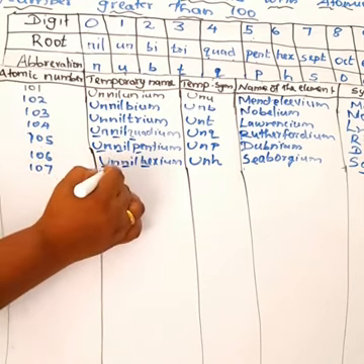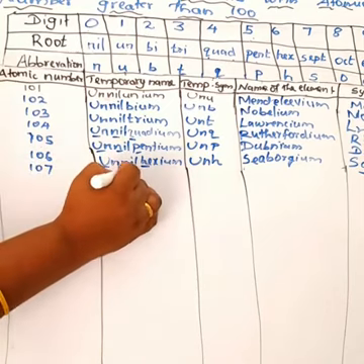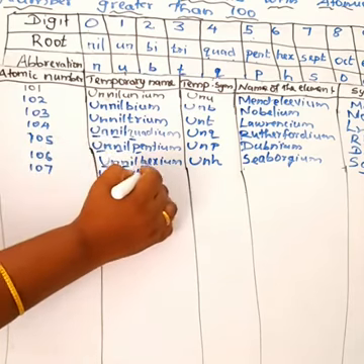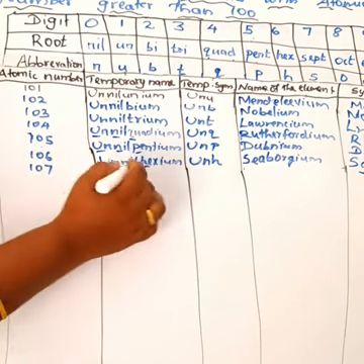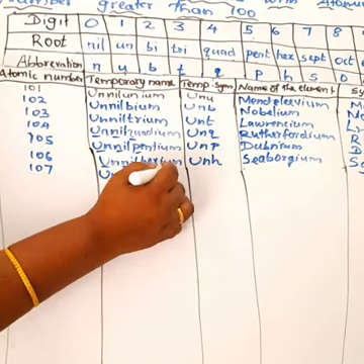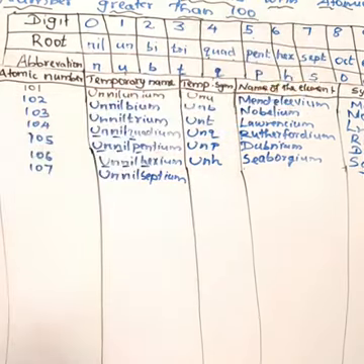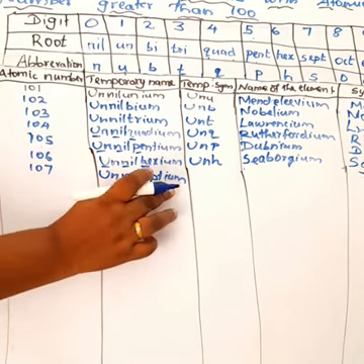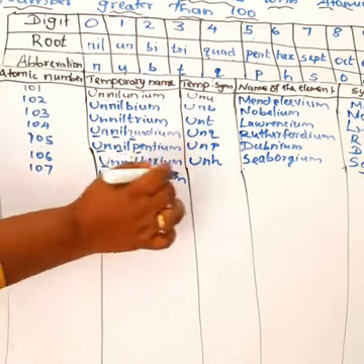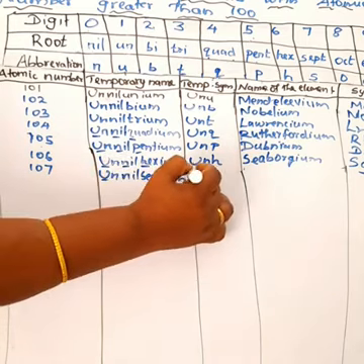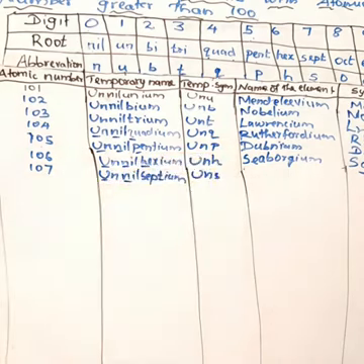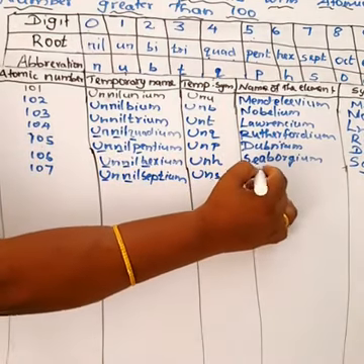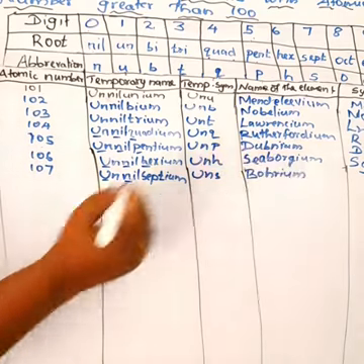And 107. What is the temporary name? Un for 1, nil for 0, and hept for 7. For 7 we write the numerical root hept, and ium as the suffix. The temporary symbol is U for un, N for nil, and H for hept. What is the element name for 107? Bohrium. Don't forget the symbol Bh.